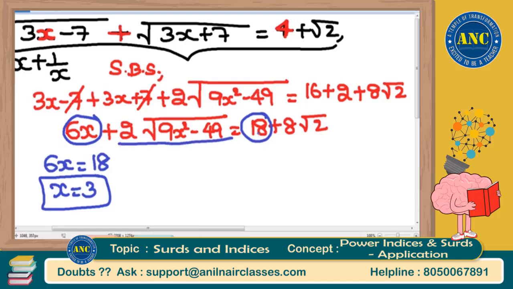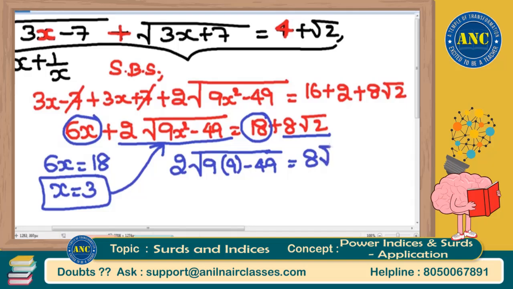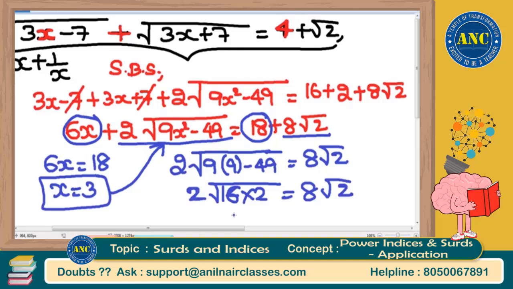Also check whether the surd part is becoming true or not when I substitute x value 3. That is also very important. If I substitute x equal to 3, 2 into root of 9 into 3 square, which is 9, minus 49. This should be equal to 8 root 2. This is 2 root of 81 minus 49. 81 minus 49 is how much? It is nothing but 32. 32 can be written as 16 into 2, so root of 16 is 4, 4 into 2 is 8. 8 root 2 is becoming 8 root 2. That means my x value is definitely equal to 3.